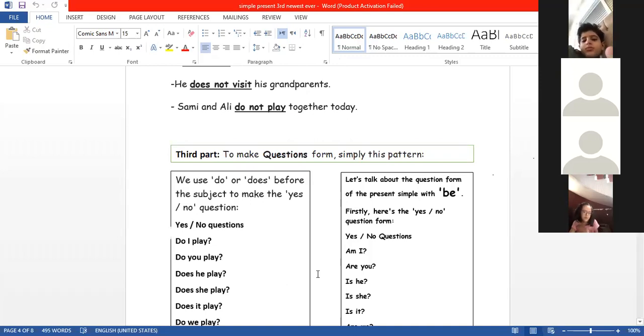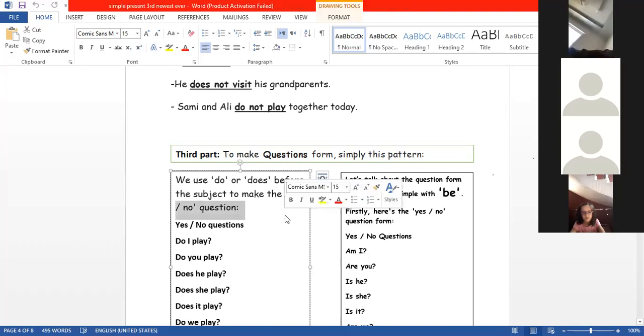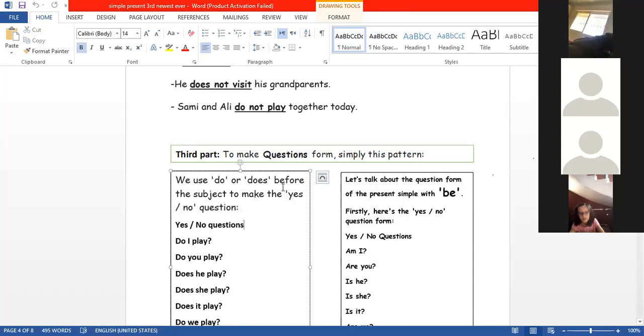For example, I play football every week. Listen carefully to my statement sentence, my positive sentence: I watch TV every day. If I want to ask you a yes or no question, focus. We are focusing on the way we ask yes or no questions. Do you watch TV every week or every day? Once I ask you this question, notice we use do at the beginning. It's wrong to say, play you, or watch you TV. No, it's wrong.